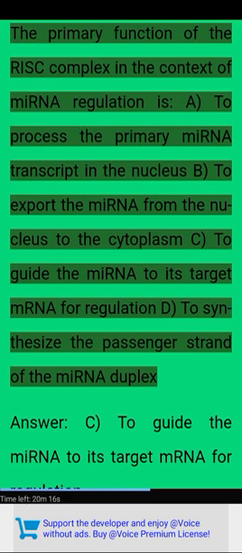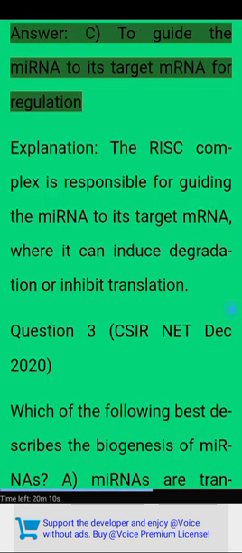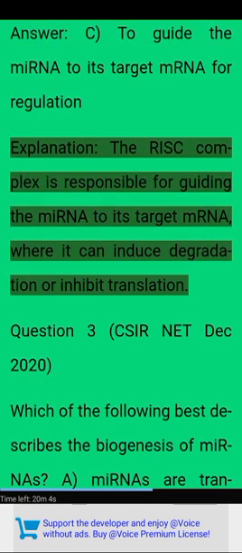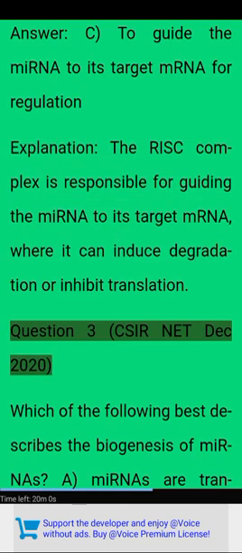The primary function of the RISC complex in the context of mRNA regulation is to process. Answer. C. To guide the mRNA to its target mRNA for regulation. Explanation. The RISC complex is responsible for guiding the mRNA to its target mRNA, where it can induce degradation or inhibit translation. Question 3. CSIR NET Deck 2020.